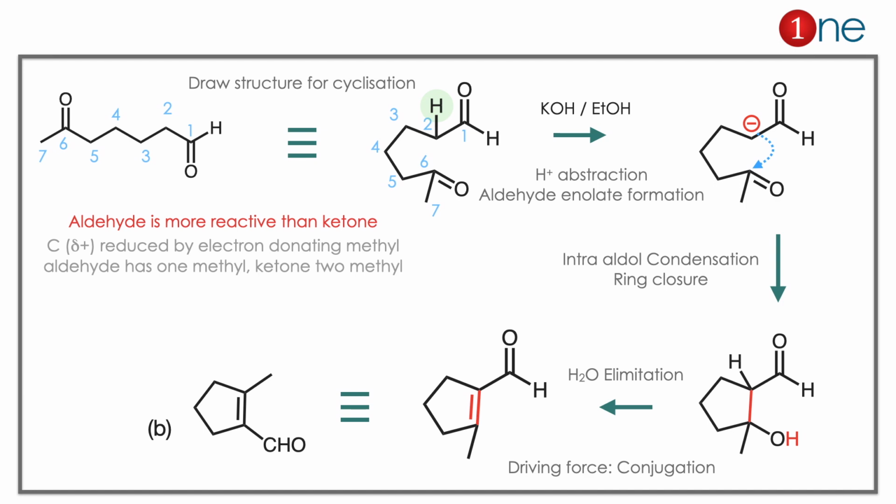So definitely the intra-aldol condensation ring closure occurs. A 5-member ring is formed. OH and hydrogen are there. In the next step you have water elimination. The reason for water elimination is stability. The conjugation creates much more stability for the system, so conjugation drives the water elimination. You have the answer B. Here you have to learn 2 important things. One is about reactivity: aldehyde is more reactive than ketone because of its high nucleophilicity. The second thing is intra-aldol condensation. If you have any enolate formation and another carbonyl group inside, you might think of intra-aldol condensation.